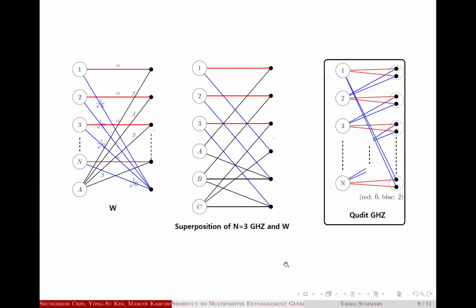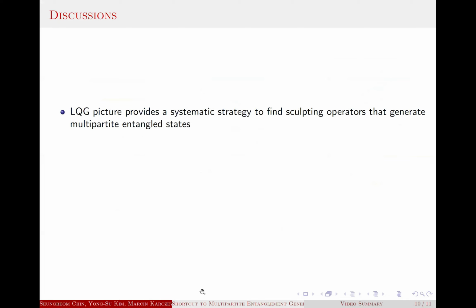Also, one thing I need to clarify is that we have also found the translation rules from these graph elements to linear optical circuits. So, once we find this sculpting bigraph for a target state, then we can directly draw a linear optical circuit based on the bigraph. So far, I have explained how the LQG picture provides a systematic strategy to find sculpting operators that generate multipartite entangled states.